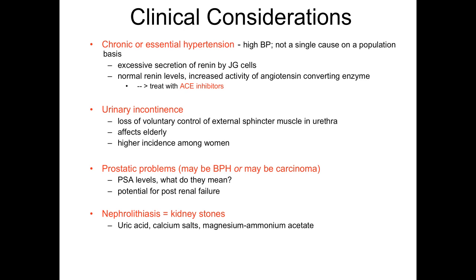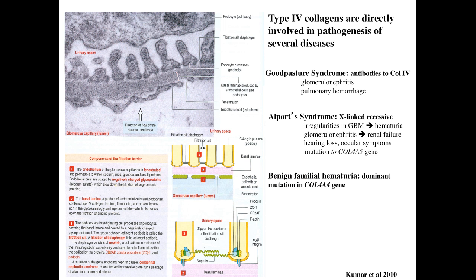You have uric acid accumulation, calcium salt accumulations, and magnesium and ammonium acetate accumulations. Something I'd like to just mention in passing here, because remember that collagen type 4 is a significant component of the lamina densa in the glomerular filtration barrier. And so there are various pathologies that are associated with collagen type 4.